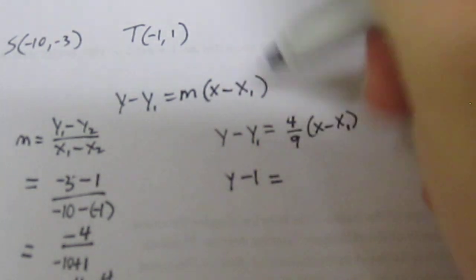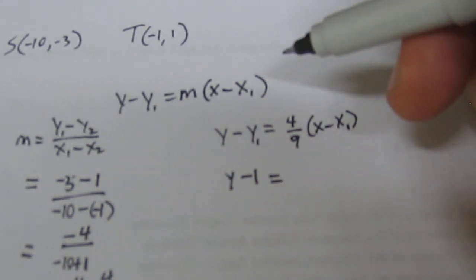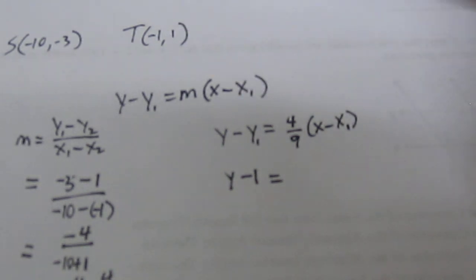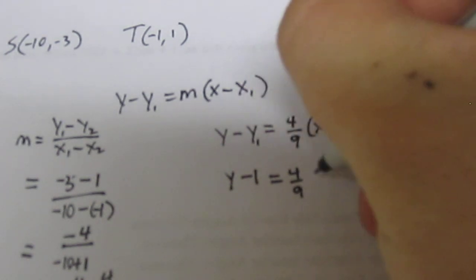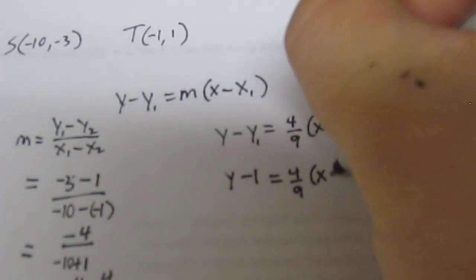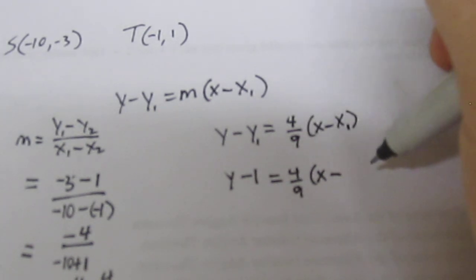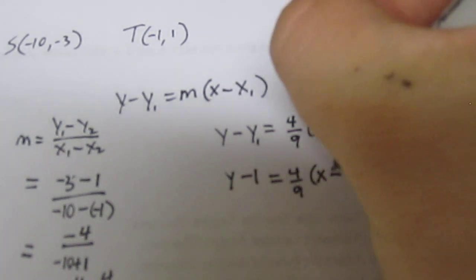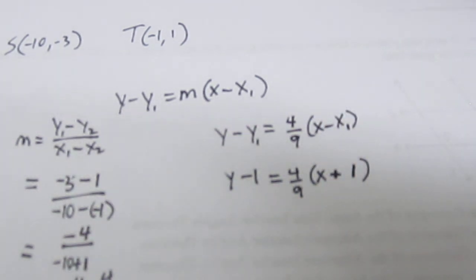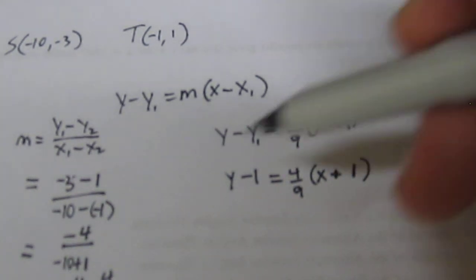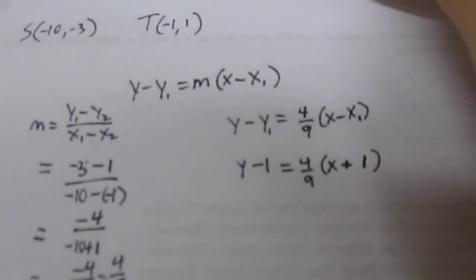Now it doesn't matter which point we choose, it's just a matter of convenience. What looks easier to you, you choose what you like. The 4/9 stays, times x minus x1, which was negative 1, so that would be minus a negative 1, which is the same thing as plus 1. Okay, but that's not what it asked for. We have a linear equation now, and we would technically be done if that's all it asked for, but it wants it in slope-intercept form.